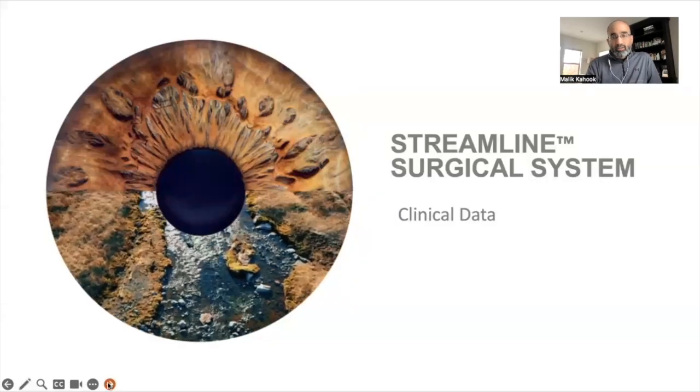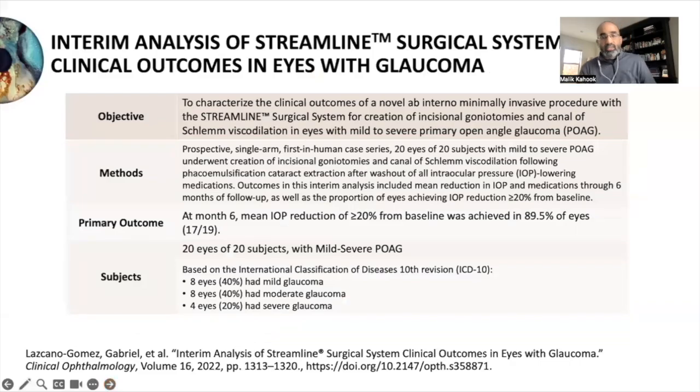So let's talk about clinical data briefly. This is the first study that was published. This is a 6-month study that was done. I was one of the co-authors on this. This was looking at a patient population, 20 subjects with mild to severe primary open-angle glaucoma. And as you can see from a subject standpoint, 40% had mild, 40% had moderate, 20% had severe glaucoma.